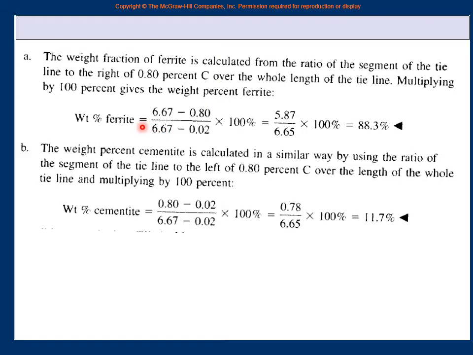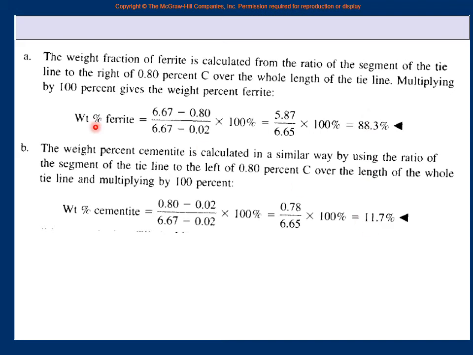Weight percent ferrite is 6.67 minus 0.8 upon 6.67 minus 0.02, whatever number you get. You can say 100 minus this and you will get the answer, but I always want to do the other one so that we are sure that our answer is right. Weight percent cementite is 0.8 minus 0.02 upon 6.67 minus 0.02. And of course, if this is 88.3%, this should be 11.7%, so that they add together to get roughly 100%. You can get 99.9%, right? But that will still be okay.